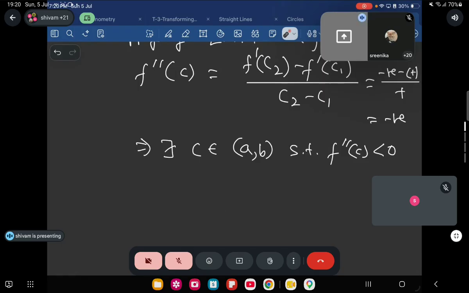Over there also we have to take some interval such that f dash c1 will become negative and f dash c2 will become positive. Are you getting? Then only it will happen. But let me think, it will take some time. Anyways, next everyone.